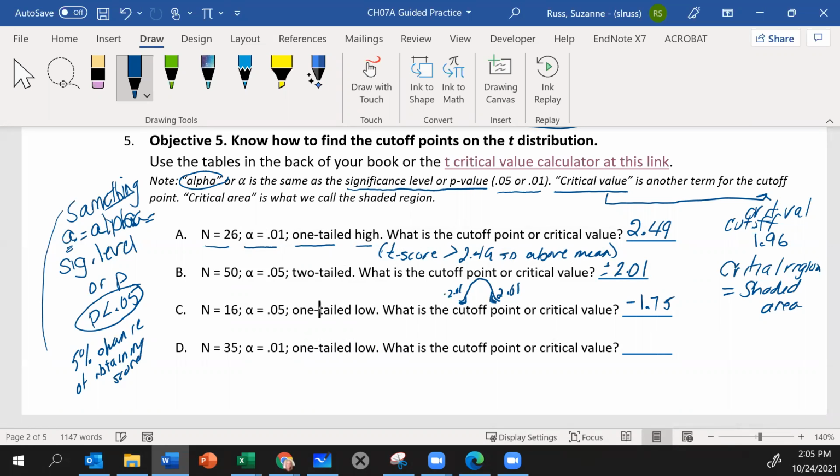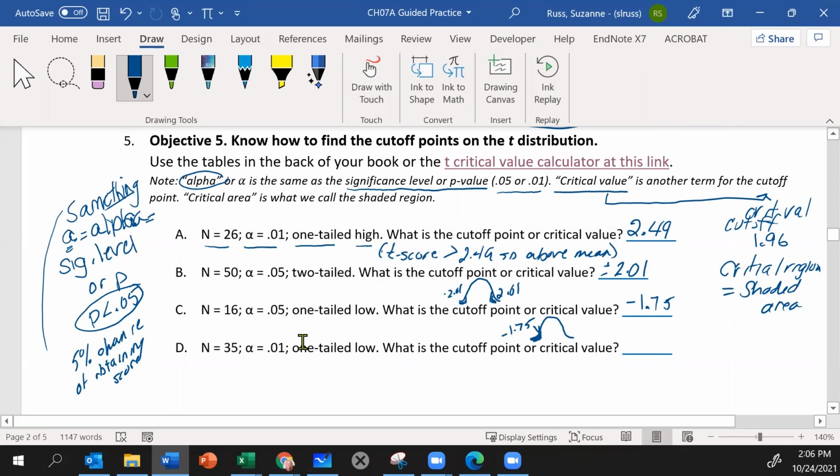And all this means is that we're looking for a value in this lower end of the distribution, and it's got to be lower than minus 1.75 standard deviations from the mean. If it's lower than that, then we have a significant difference. And this is our last example.